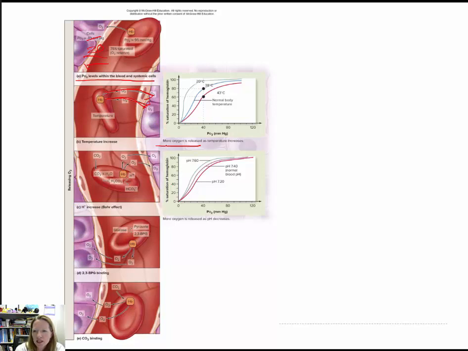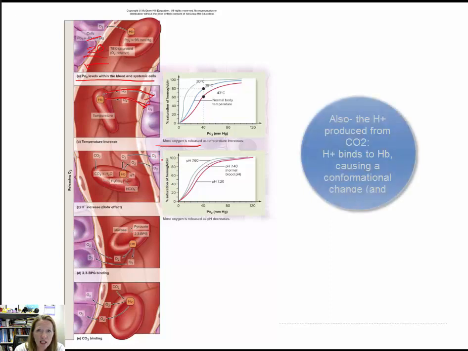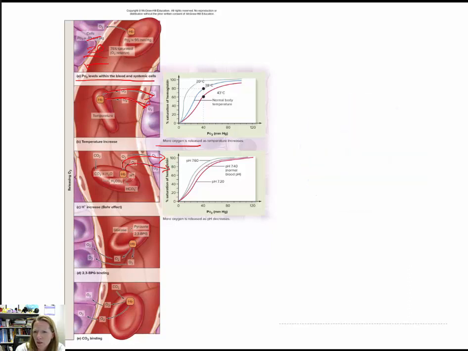Hydrogen ions, if they increase, again, vigorous exercise can cause an increase in hydrogen ions over here in the systemic cells because that produces lactic acid. So that's another thing that can cause it to, hey, we need more oxygen. There's lactic acid being formed over here because we don't have enough oxygen. Okay, here's some oxygen. Don't worry about your 2,3-BPG. Carbon dioxide will also cause it to release.